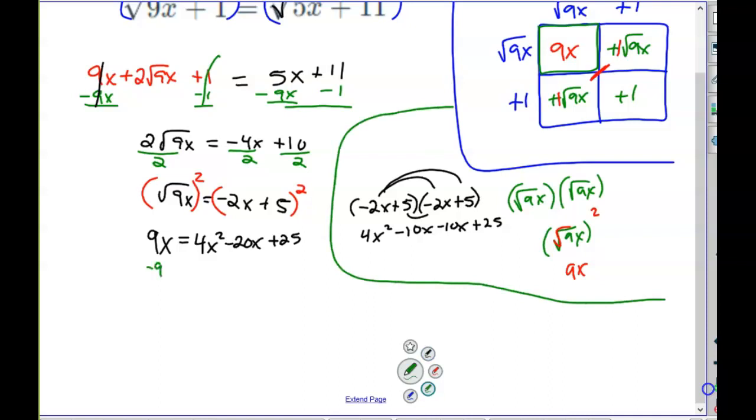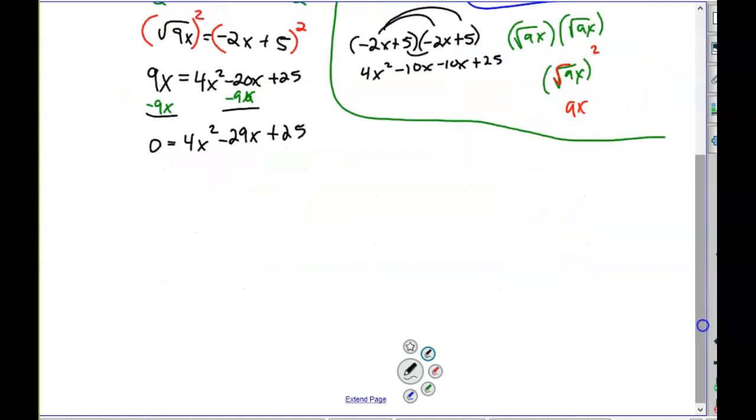And then we run into that same situation we just had. Move everything over to one side. And then we have to factor. Right? Now, I'm not positive. Nothing jumps out at me right away if factoring is going to work here or not. I'm going to try it, but if it doesn't, then I'd have to do the quadratic formula.